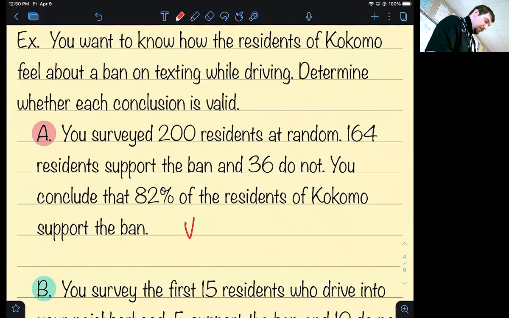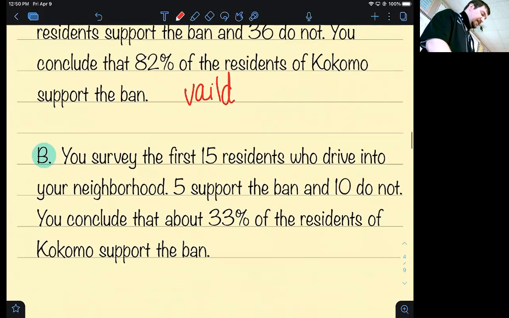They asked 200 people, that's large enough. And they did it randomly. What about the first 15 residents who drive through your neighborhood? No. They did the math right. 5 out of 15 is 33%, but I'm not concerned about the math. I'm not concerned about the results at all if they conducted a poor survey. There's two things wrong with this.